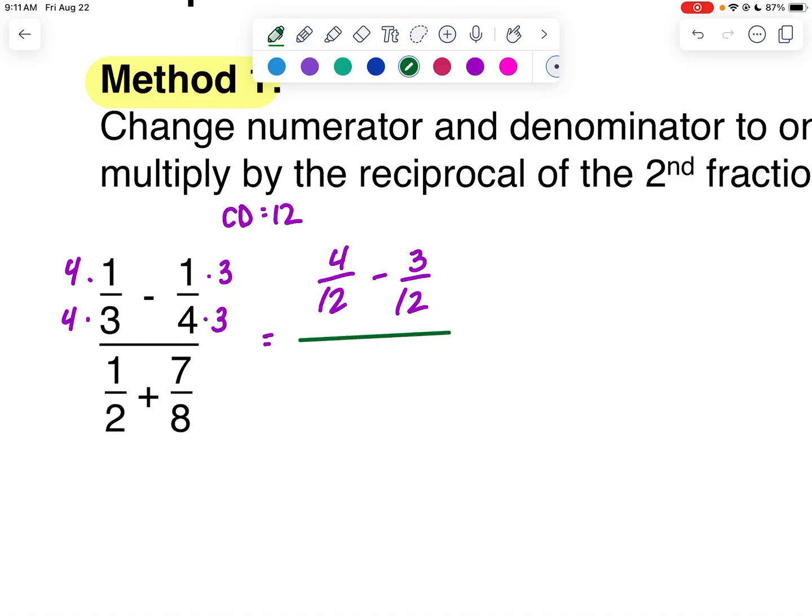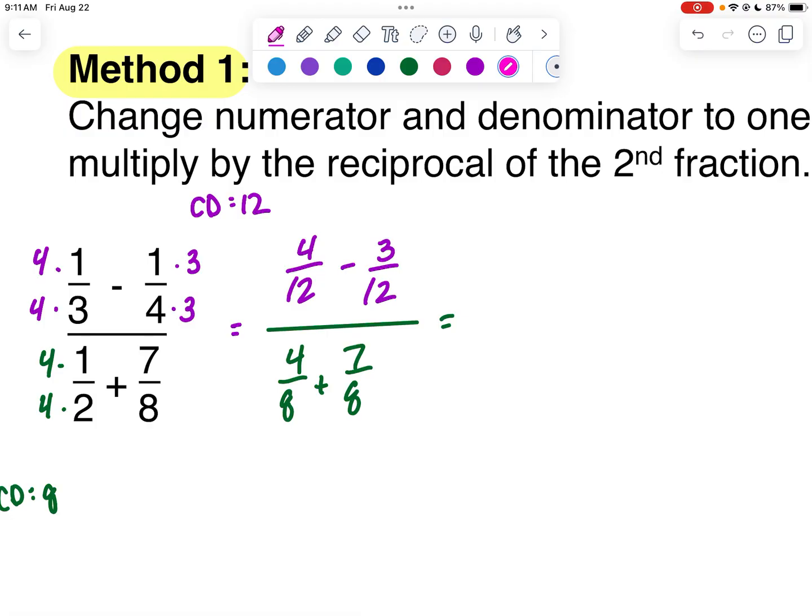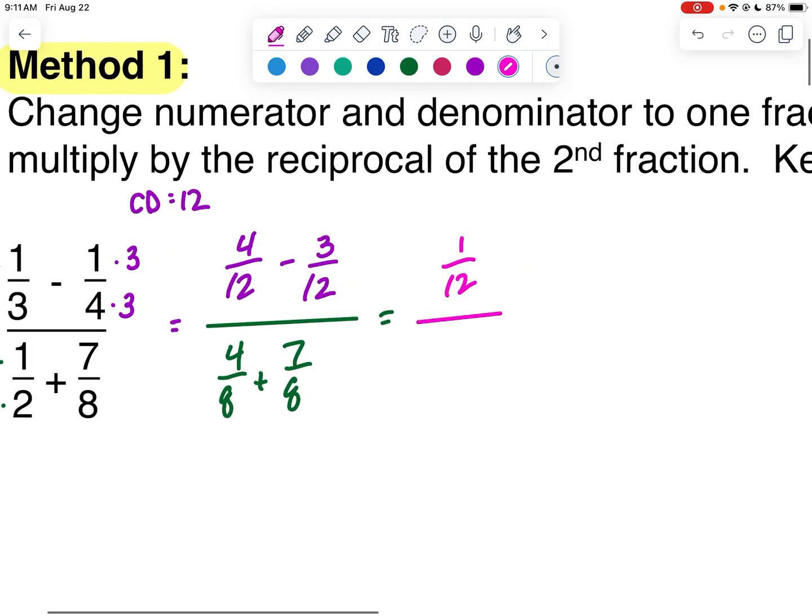That's for the numerator. The common denominator for the denominator is 8. So I just have to go and multiply the 2 by 4. I keep this fraction the same. So this becomes then 4 over 8 plus 7 over 8. And I just go ahead and add through, right? 4 over 12 minus 3 over 12, this becomes 1/12, all over 4 over 8 plus 7 over 8, this becomes 11/8.